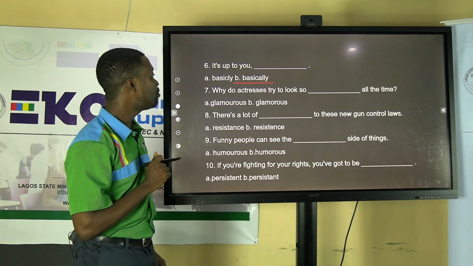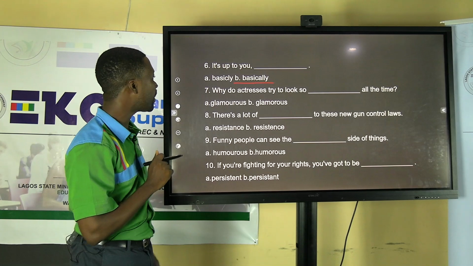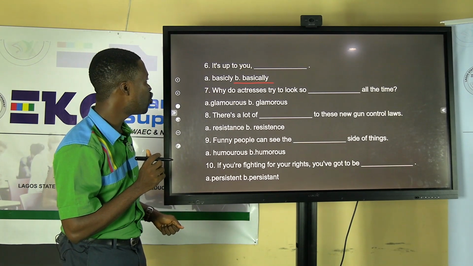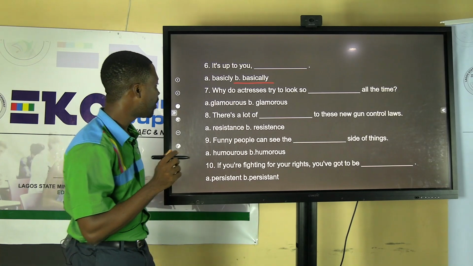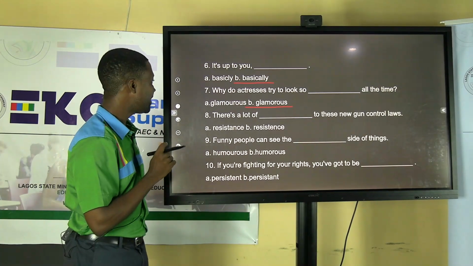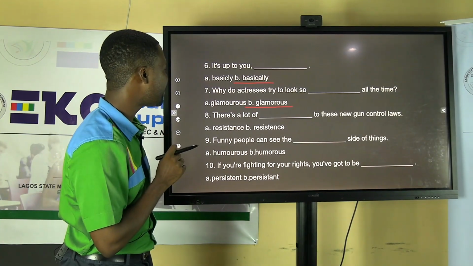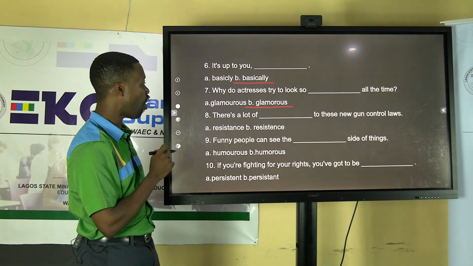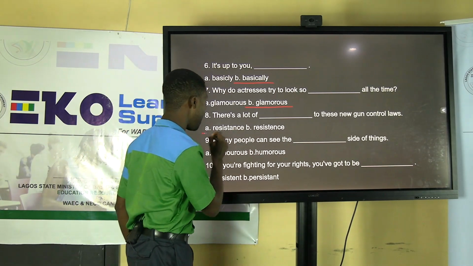The next one: why do actresses try to look so glamorous? How do you spell glamorous? Is it with U or without the U? It is without the U. Glamorous. The next one: there's a lot of resistance. How do you spell resistance? Do you spell it with A or E? You spell it with the A.